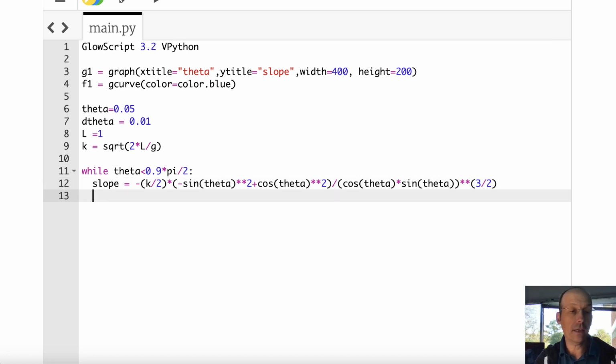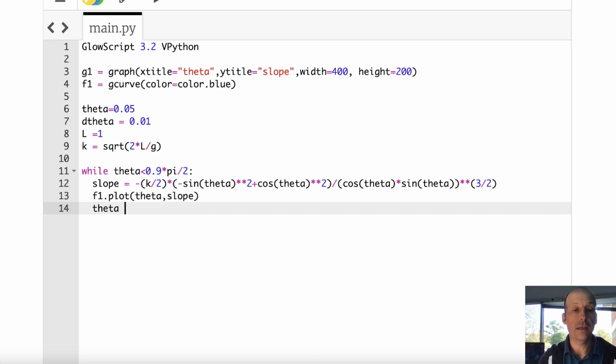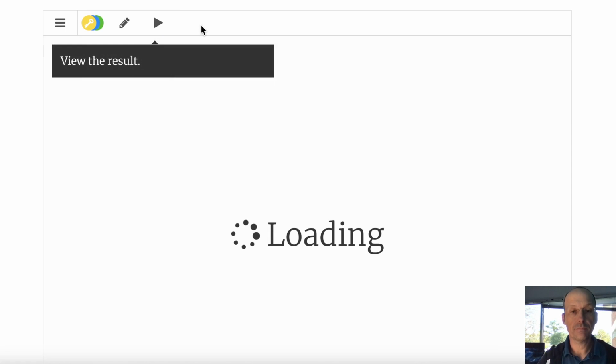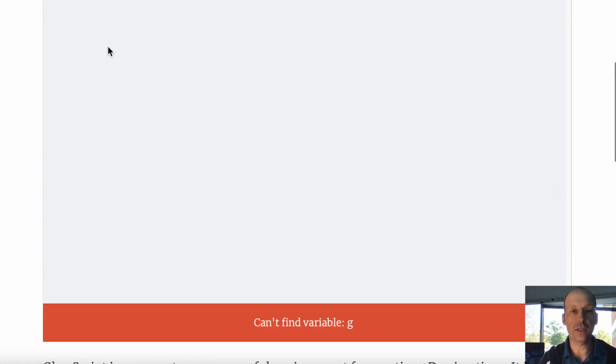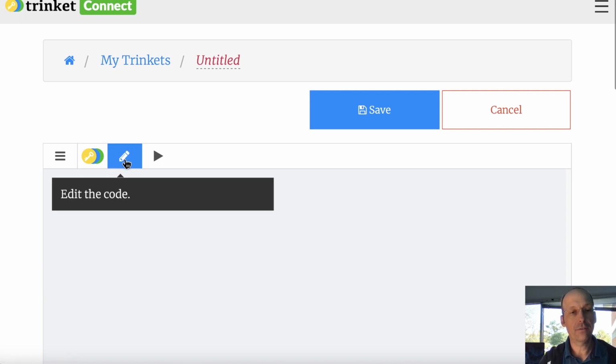So now I'm going to plot that. F1 dot plot theta slope. And now I'm going to increase theta. Theta equals theta plus d theta. I'm scared. Let's run it. Aha, something happened. Can't find variable g. Okay, that's not a bad error, right?